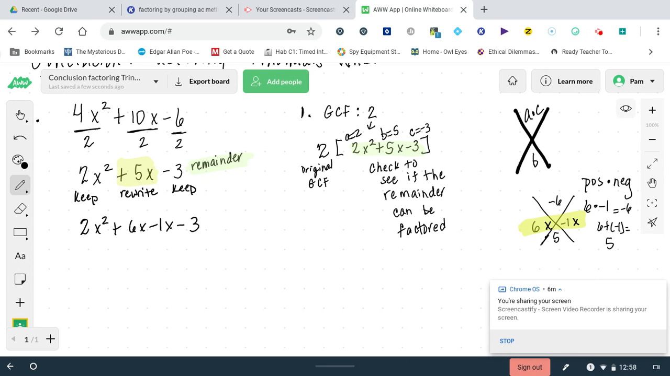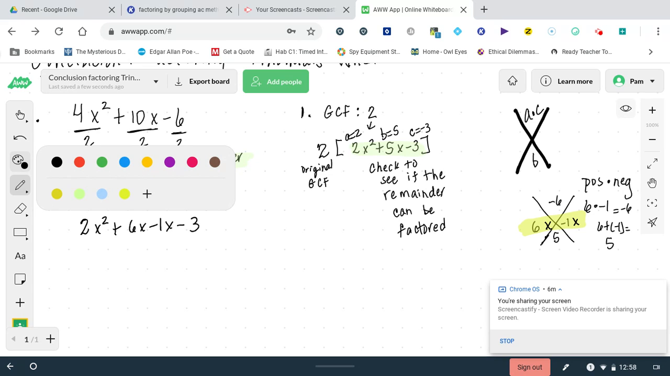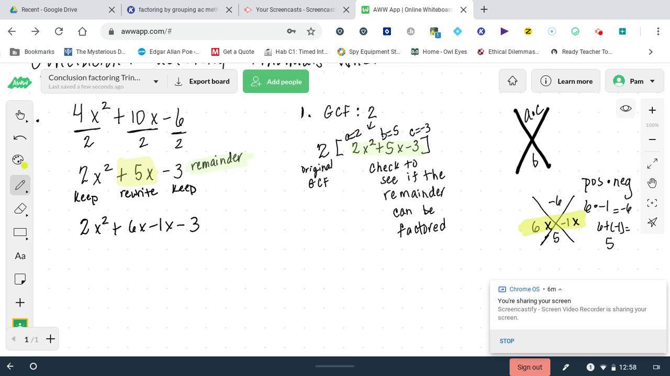All right, so I group mine by using colors. Okay, so that makes the group. And I'm going to do the GCF over here. And this makes a group. And I'm going to do that GCF over here as well.